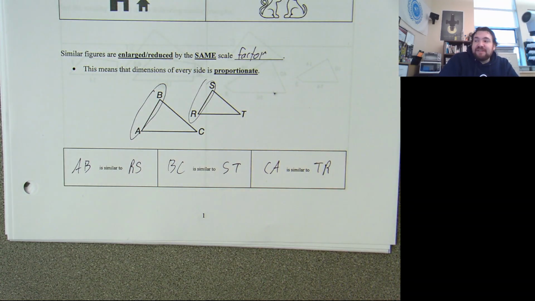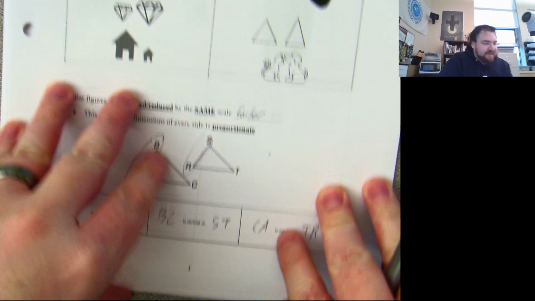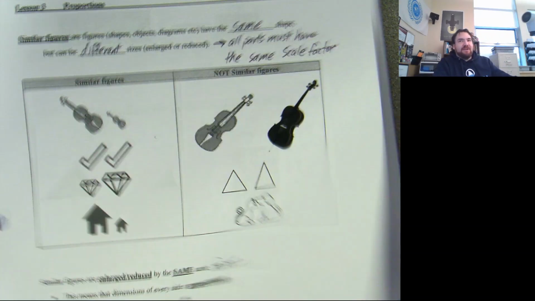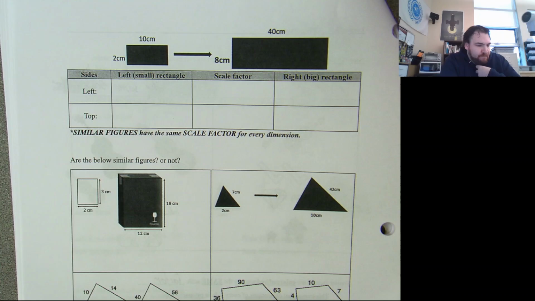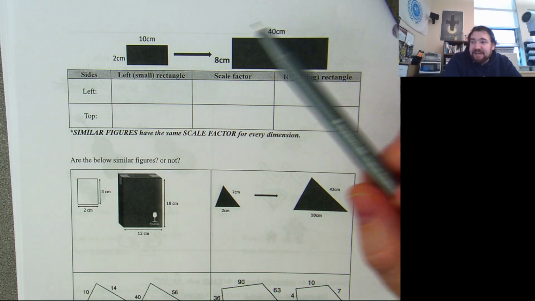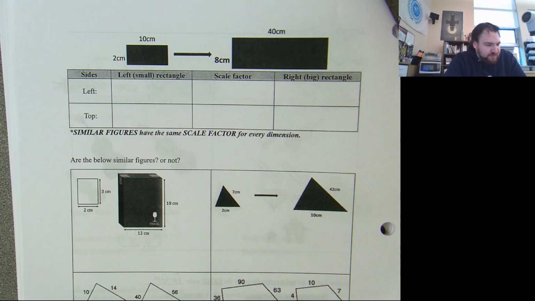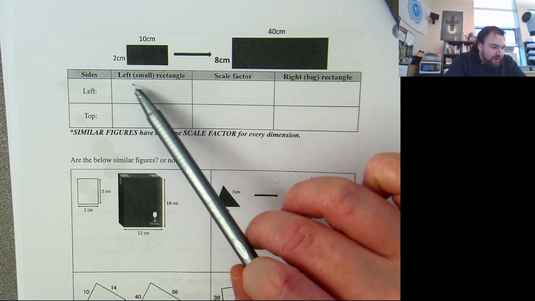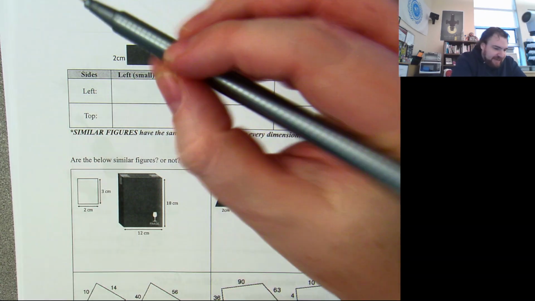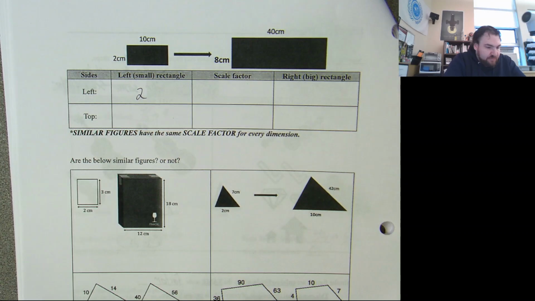And we can start using this information to start doing some calculations, because we haven't done any of that yet. What kind of math class doesn't have some calculations in it? Here we go. So, if we look at the left sides here, we've kind of done this already. We're just reviewing something we've already looked at. If we look at the sides here, the small rectangle is 2.